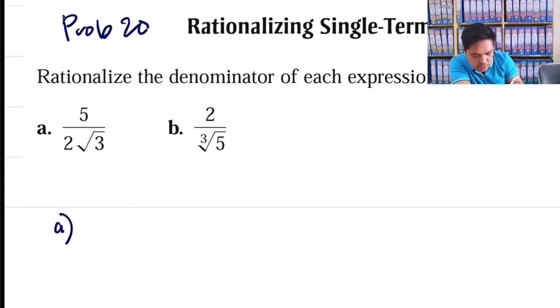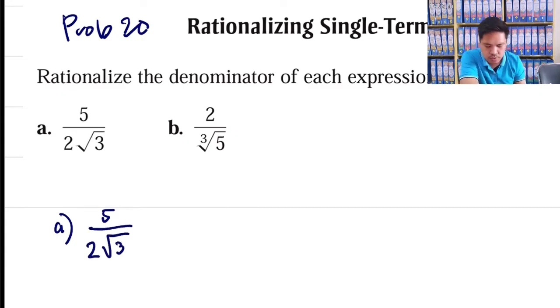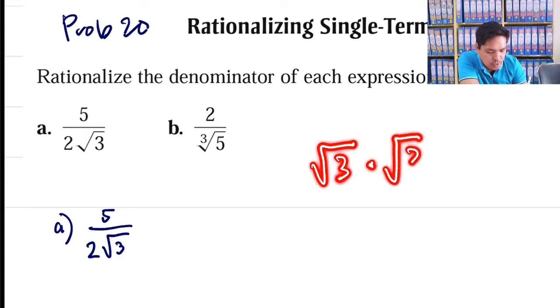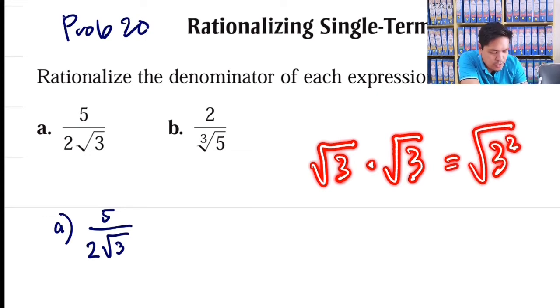For letter A, we do it like this. 2 square root of 3. So, what should we do in order na mawala si square root of 3 or mawala yung square root? Para mawala si square root of 3, we need to multiply this by square root of 3 again, right? Because this will become square root of 3 squared, or square root of 3 times 3. So, maka-cancel out yung square root if you multiply this by square root of 3.